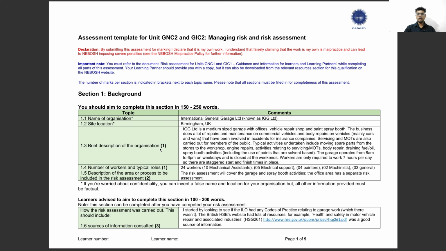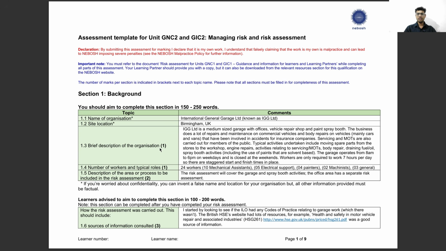So see, here you can see the IGG. It is actually a medium-sized garage. It has offices, vehicle repair shops, and a paint spray booth, and they do the business of repairs and maintenance of commercial vehicles, and the body repair of vehicles. Mainly they do cars and vans, and vehicles that have been involved in accidents, and for all such cases they do that also for insurance companies.